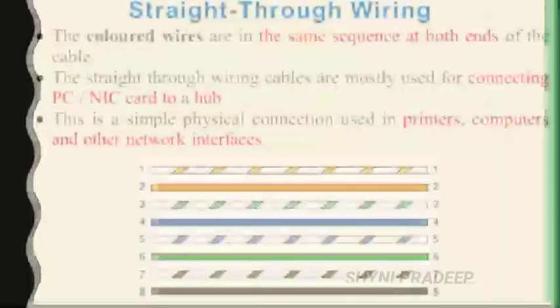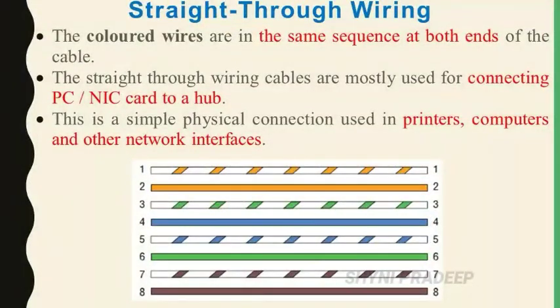In straight through wiring, the colored wires are in the same sequence at both ends of the cable. Ethernet cables used for Ethernet connections are straight through cables. The straight through wiring cables are mostly used for connecting a PC or NIC card to a hub. NIC stands for Network Interface Card. This is the simple physical connection used in printers, computers and other network interfaces.